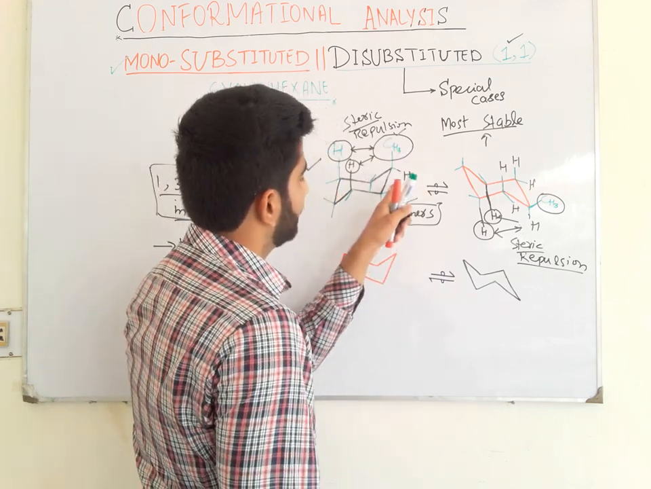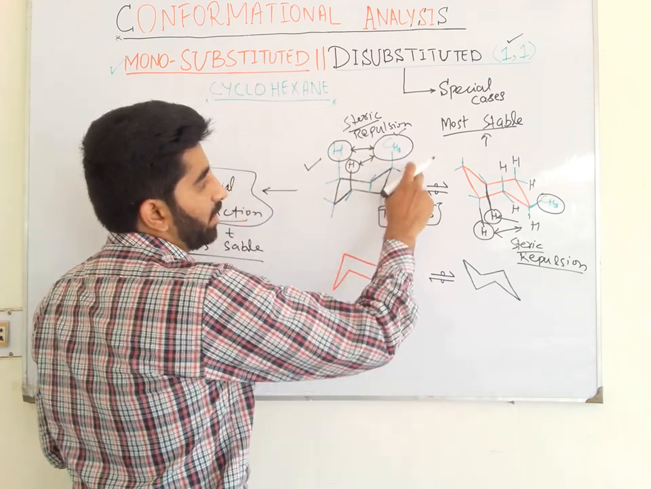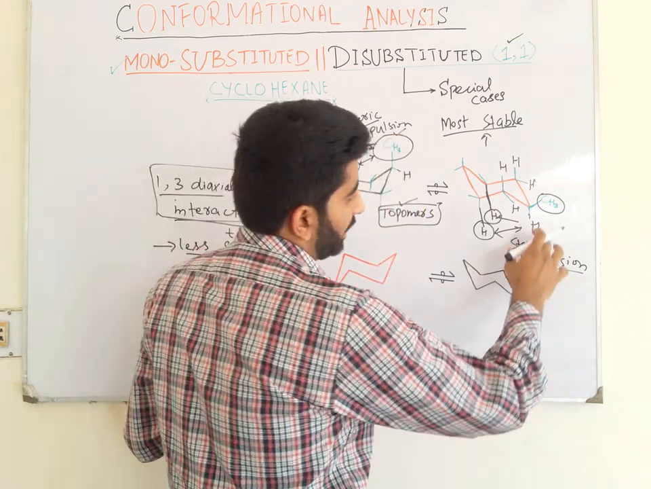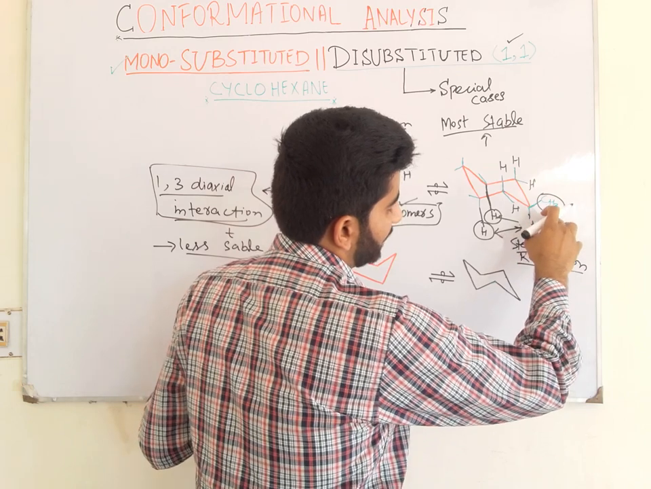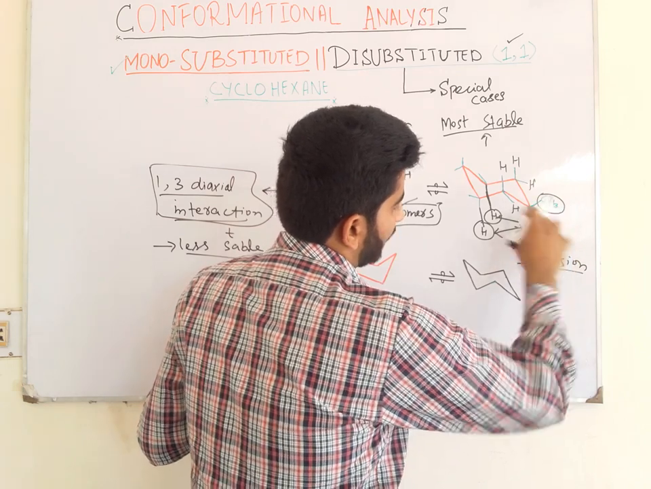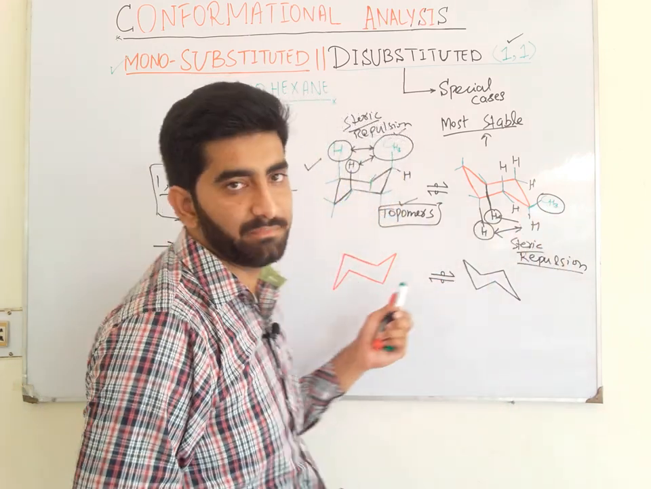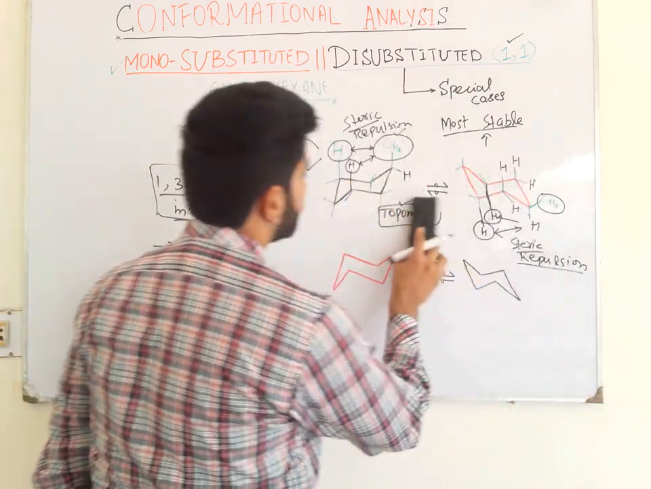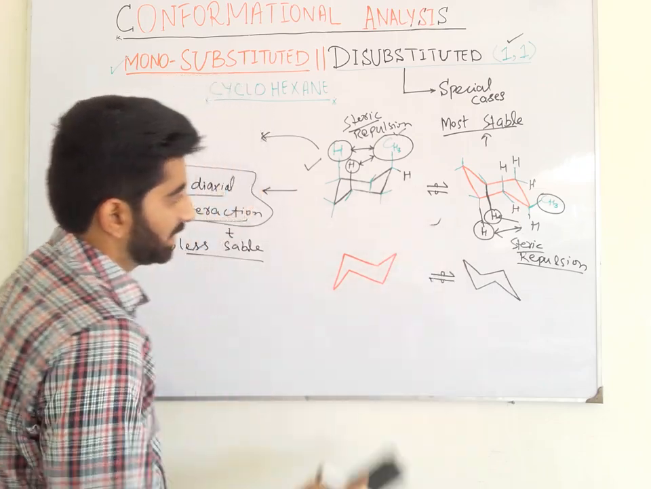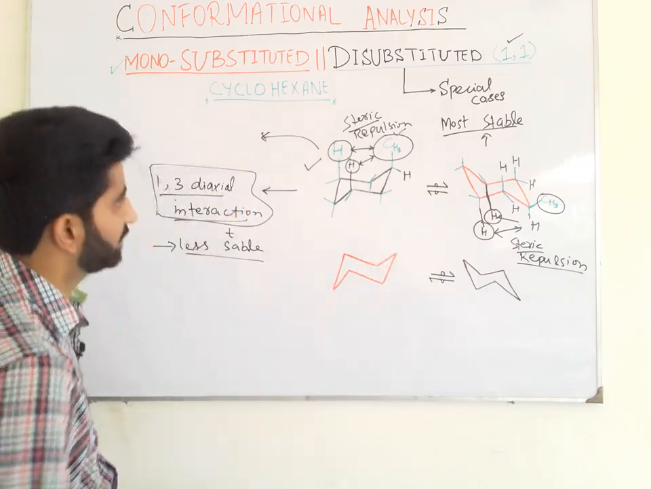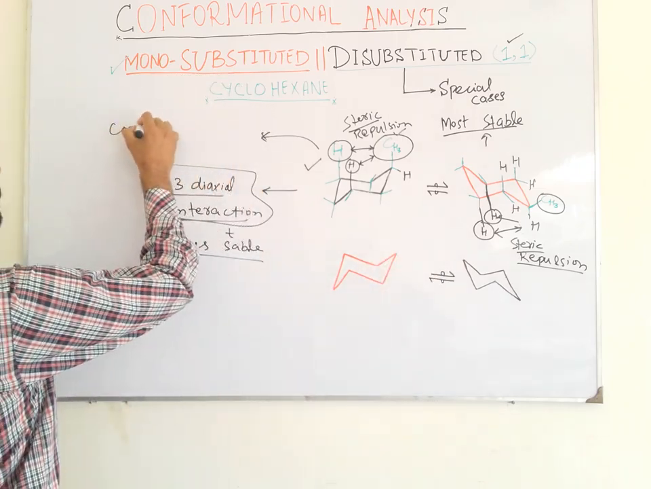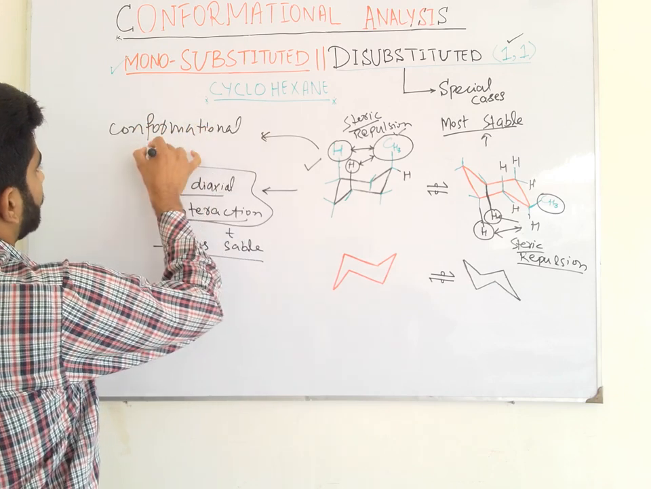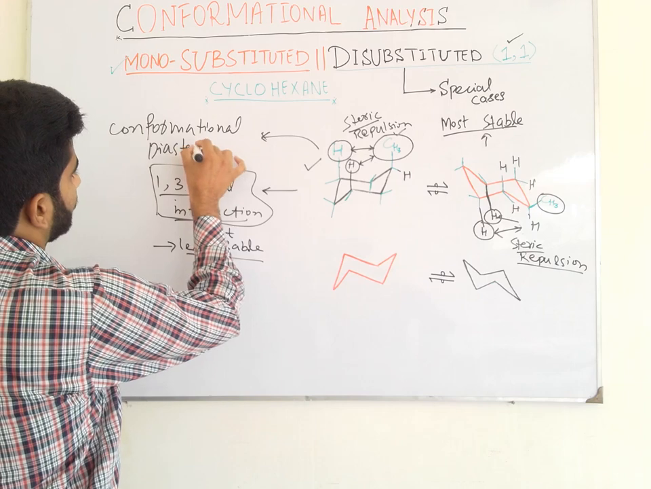In this conformation, we can see that there is one hydrogen at the equatorial position and one methyl group at the axial position, and in the other there is a hydrogen in the axial position and the methyl group at the equatorial position. So they are not topomers of each other. They are classic conformational diastereomers of each other.